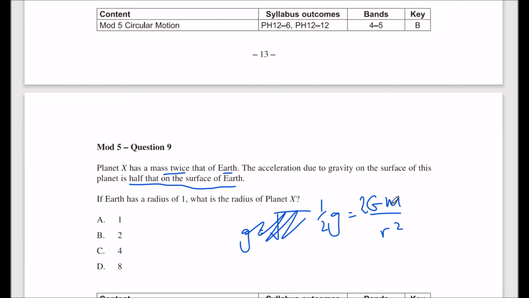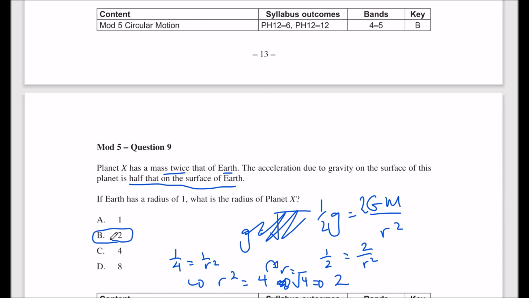So, assuming that these are all constants, we just let them be equal to 1. Okay, so we can just rewrite this as 2 over r squared. If we move this 2 over, it is 1 over 4 equals 1 over r squared. Flip it around, so r squared equals 4. So the radius is 2 times as big. So the radius of planet X should be twice that of Earth.